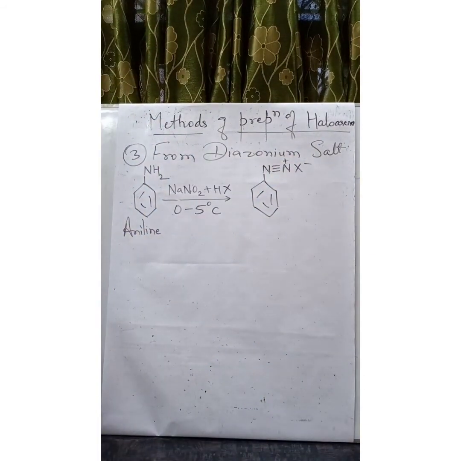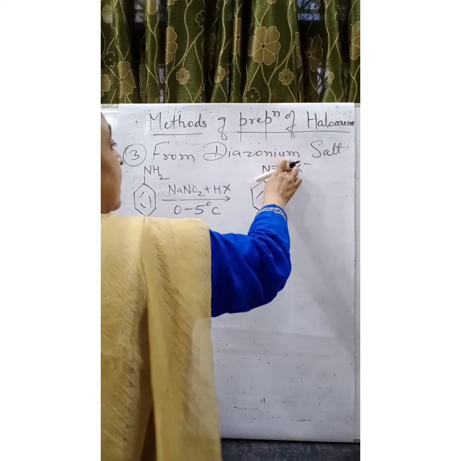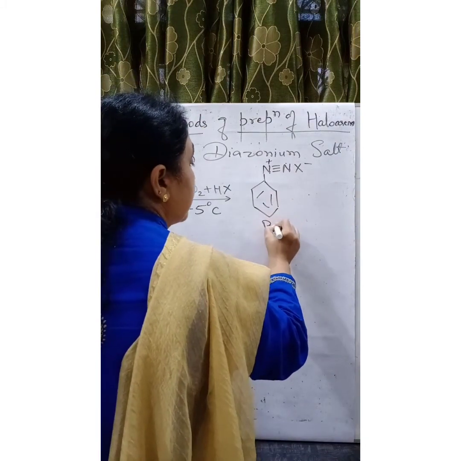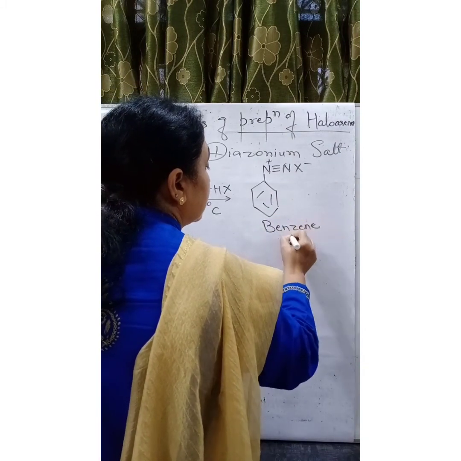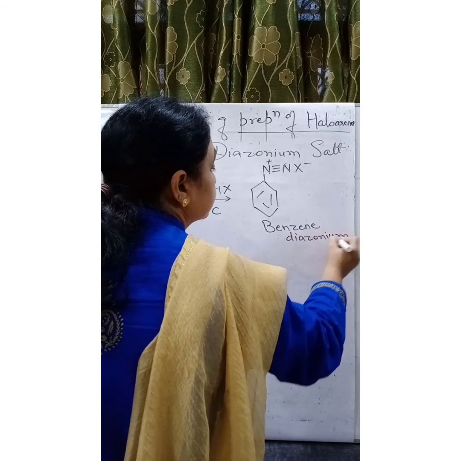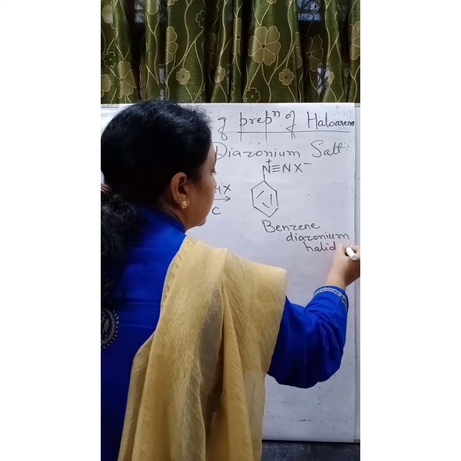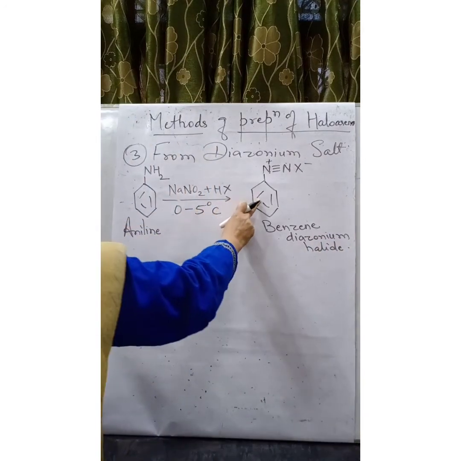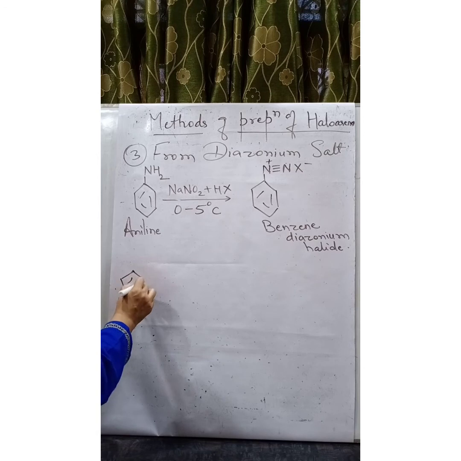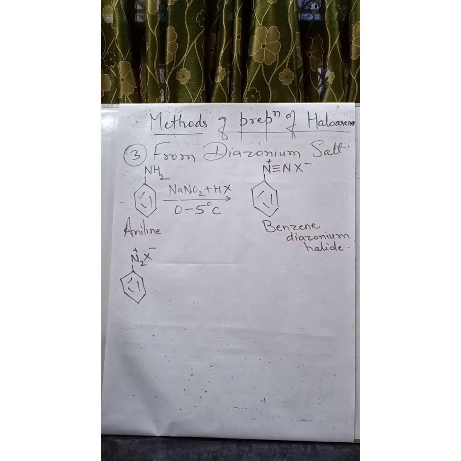N triple bond N X. This is called benzene diazonium halide. Now, using this benzene diazonium halide, we can prepare different haloarenes. So let us take this as our starting reactant, N2 plus X minus. This is our benzene diazonium halide.